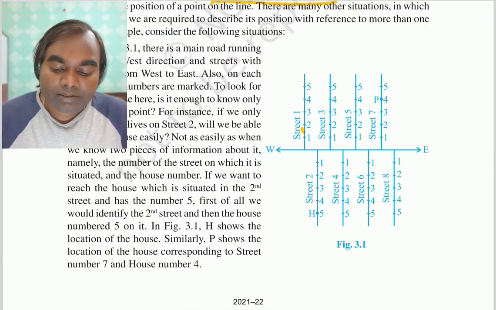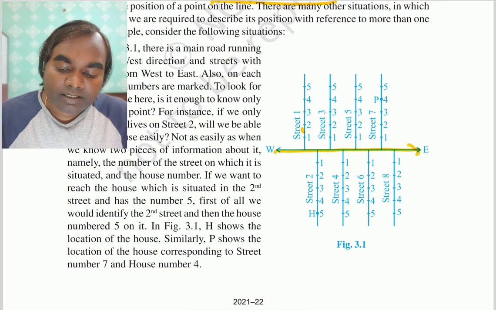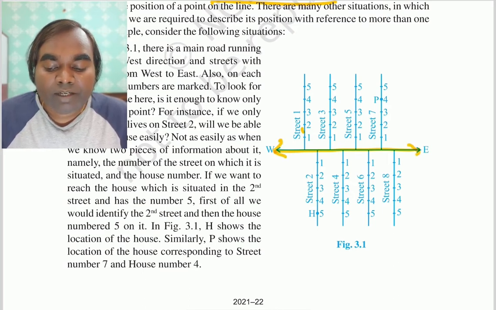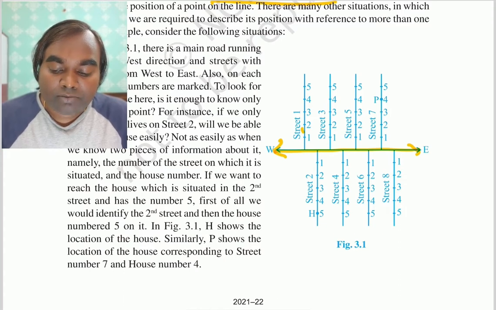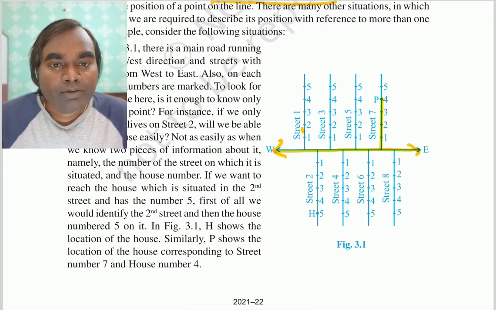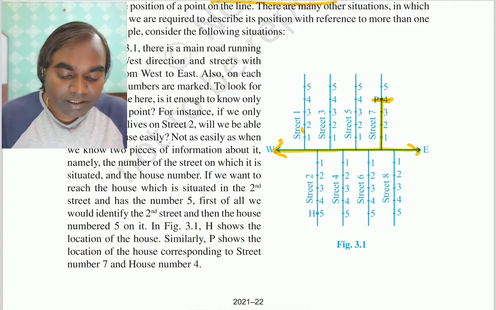Here you can see an east-west direction, and you want to find someone's house. For that, you will follow some particular street. Suppose you want to find a house that is lying on street number 7. Firstly, you go to street number 7, and then you go to house number 4. That means you need at least two reference lines to locate the house. The first line is the street number, that is the north-south direction, and the second is the house position in that street.